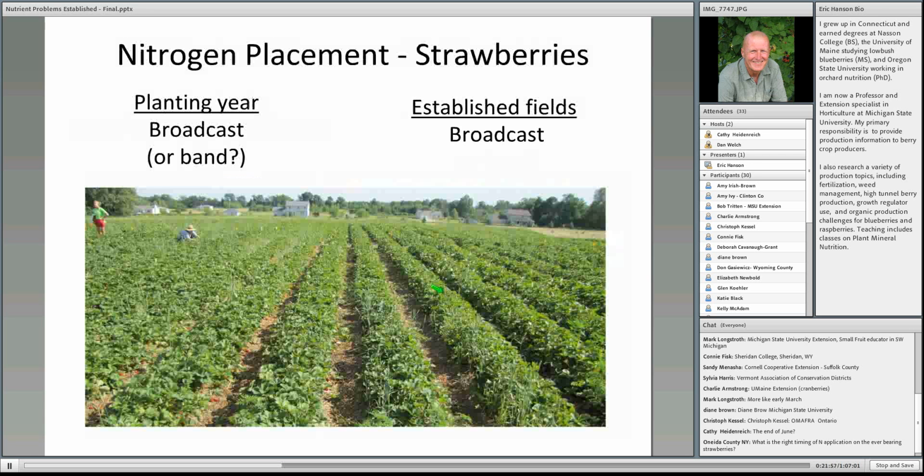And then nitrogen placement in strawberries and perennial strawberries. Again, during the planting year, generally you're probably broadcasting fertilizer because of the close row spacing. I guess you could consider banding in a smaller planting, and certainly broadcasting when the plants are mature.